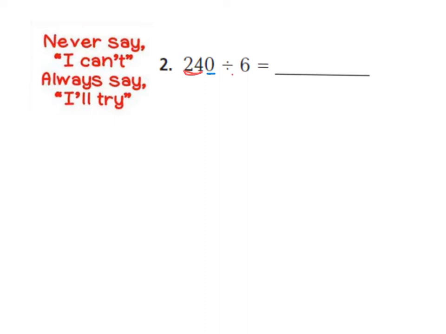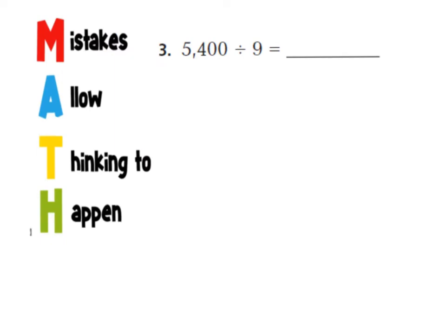24 divided by 6. I'm going to go ahead and write that out to the side. I know that 24 divided by 6 is 4. Well, if I add in this 0 here, then I know that 240 divided by 6 would be my 4 for my basic facts plus that extra 0 in there. And that's how we solve these types of problems. Piece of cake, right?